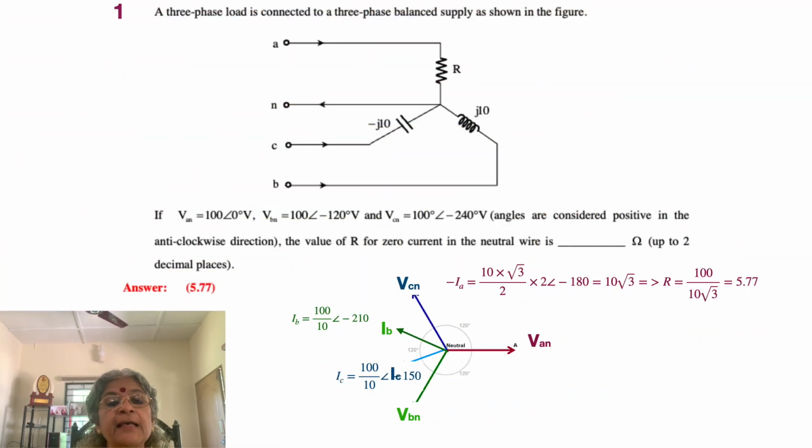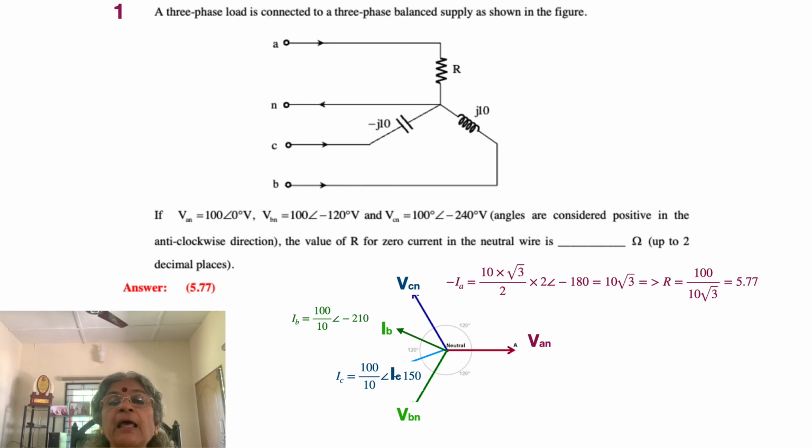So what do we have here? VAN, VBN and VCN exactly as given. Since the source is now phase to neutral, it's very easy to see that each of these phases will be drawing current. So what is phase B doing? Phase B is drawing a current given by VBN divided by J10.